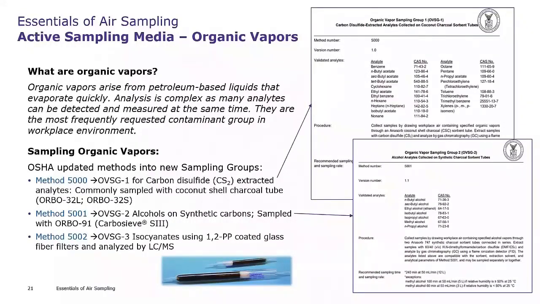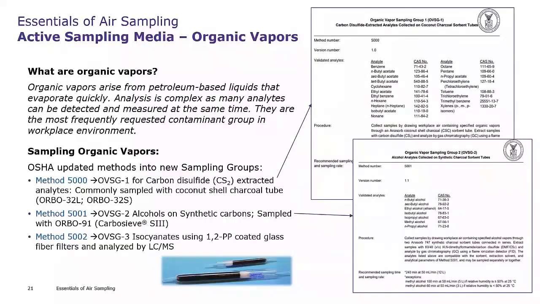This group was previously analyzed by OSHA Method 7, which had over 70 contaminants listed with varying instructions. What OSHA has now done is updated the methods into new sampling groups to provide more guidance and instructions to the laboratory. So if you're not familiar with this new update that happened in 2021, you can go to OSHA's website and read more about it. How OSHA has grouped these organic vapors is into three groups.